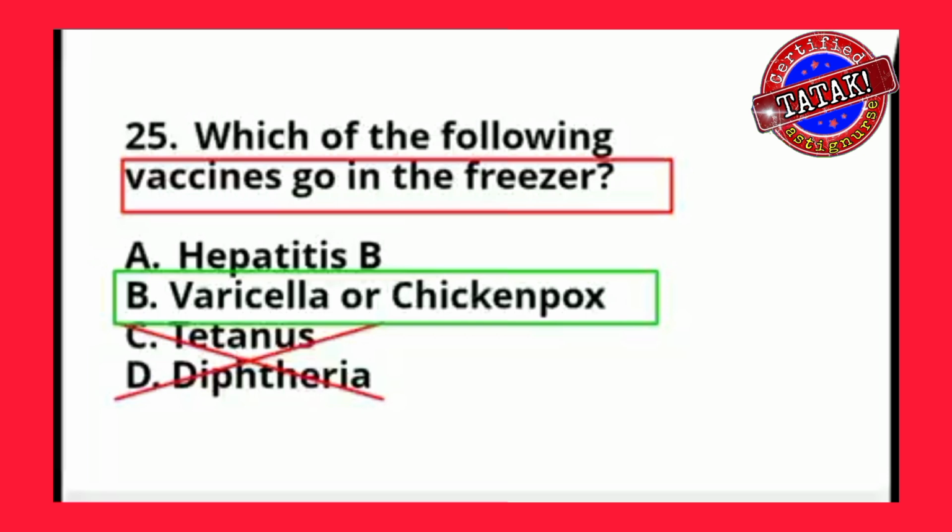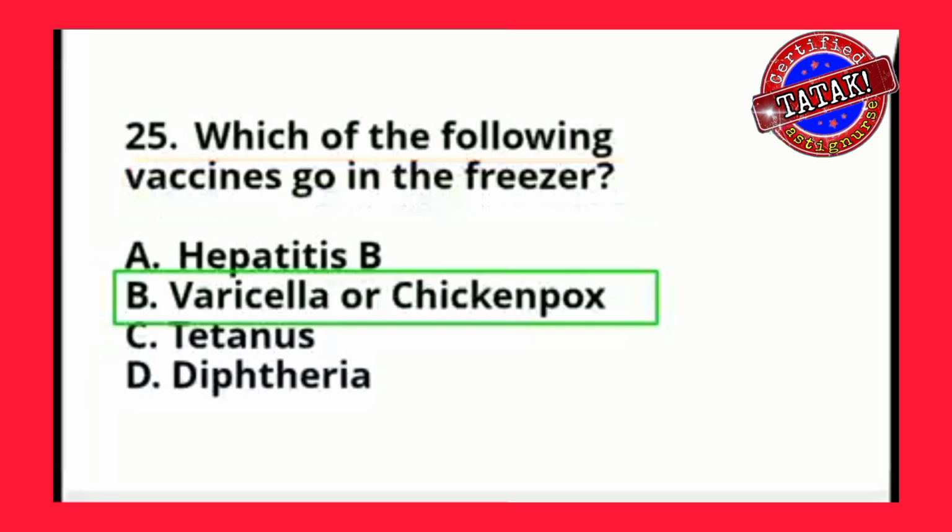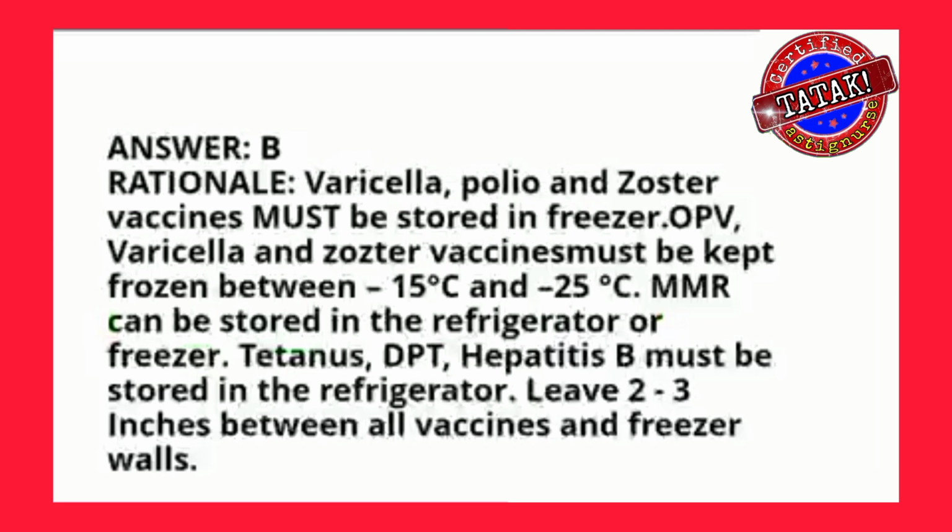While your varicella or chickenpox ay pwedeng ilagay yan sa freezer kasama ng ating zoster vaccine at saka ng oral polio vaccine and your measles vaccine. So, ang mga nasa freezer ay yung ating OPV, varicella or chickenpox vaccine, your zoster vaccine, and your measles vaccine. So, sila po yung mga most sensitive to heat natin, kaya sila dapat ang nasa freezer. So, varicella, polio, and zoster vaccines must be stored in the freezer. OPV, varicella, and zoster vaccine must be kept frozen between negative 15 degrees Celsius and negative 25 degrees Celsius. Yung MMR natin, yung measles, mumps, rubella vaccine, it can be stored in the refrigerator or freezer.